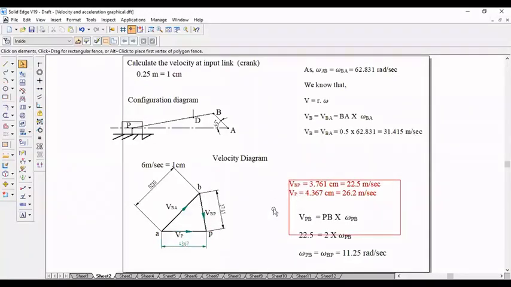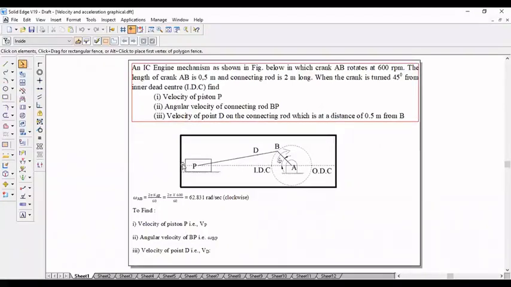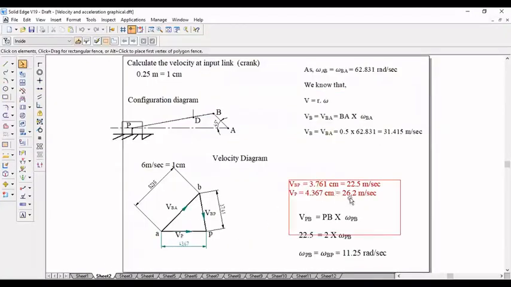Same way for the piston, I got 4.367 centimeter. You may approximate to 4.4. You may get around 4.4 centimeter. So for 4.4 centimeter, the velocity is this. When I convert this into this, because I'll multiply by the scale value, that is 6 meter per second, I'll get 26.2. This is the velocity of piston. So what they asked, velocity of piston P, I have found out, that is here 26.2.